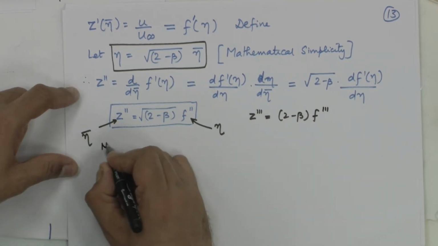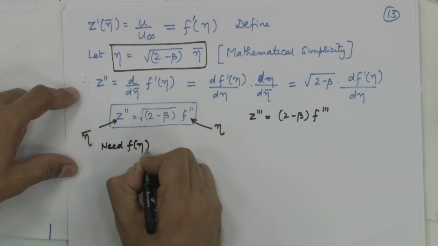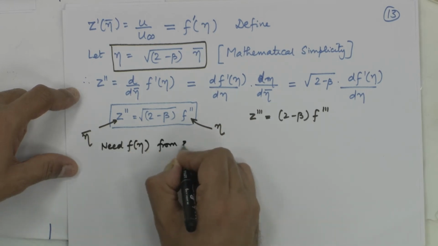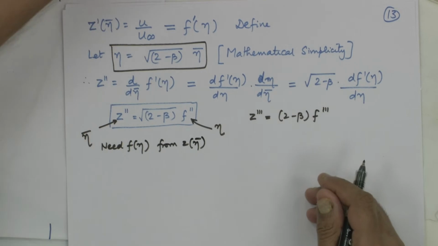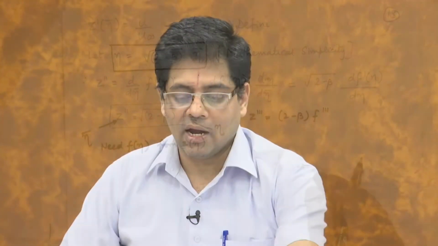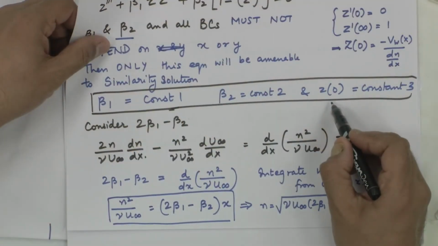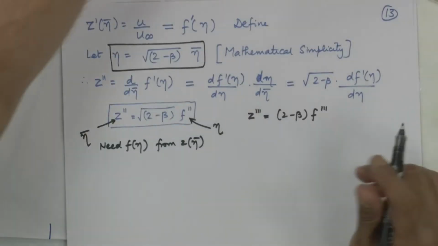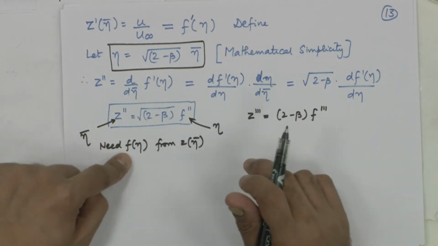So, we need f of eta from z of eta. Why do we need f of eta? Because my third boundary condition, which was z of 0, the velocity boundary condition, the y component velocity, z of 0 is needed. So, this z of 0 has to come from f of 0.